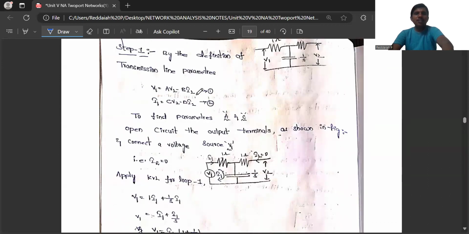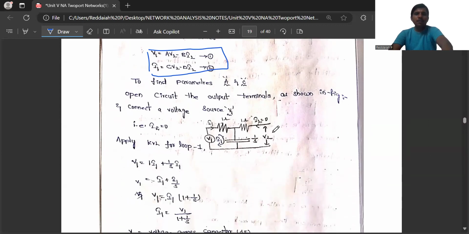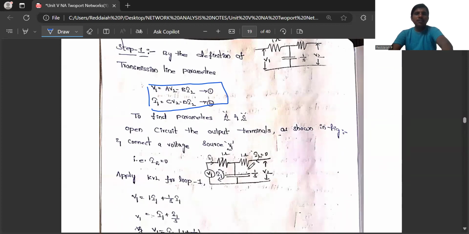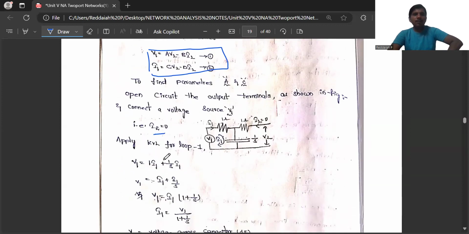Step 1. By the definition of transmission line parameters, V1 equal to A V2 minus B I2. These equations we already remember. For every problem, we write the equations. After that, to find parameters A and C, I2 should be 0, which means the output is open circuited. V2 is V2. Substitute I2 equal to 0 in equation 1, then you will get A and C.